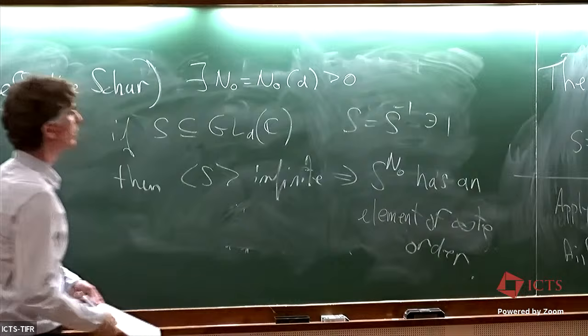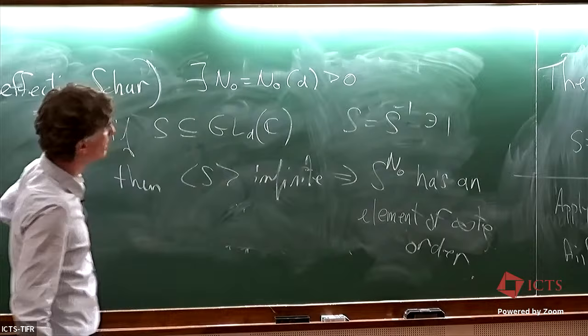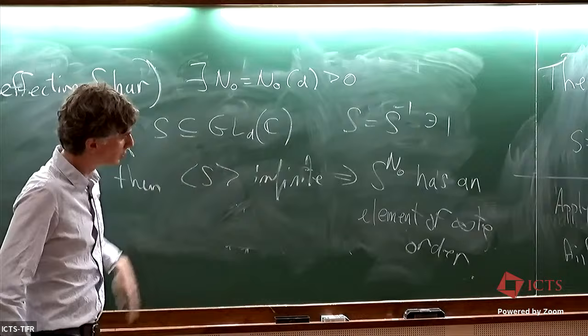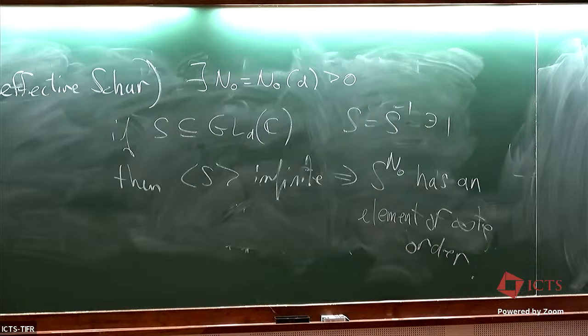Okay, so it follows immediately from the theorem when C is replaced by Q bar and when the group generated is non-virtually solvable. But in the virtually solvable case, it's much easier to prove it by different means, and then you can go to the complex numbers. So that holds.